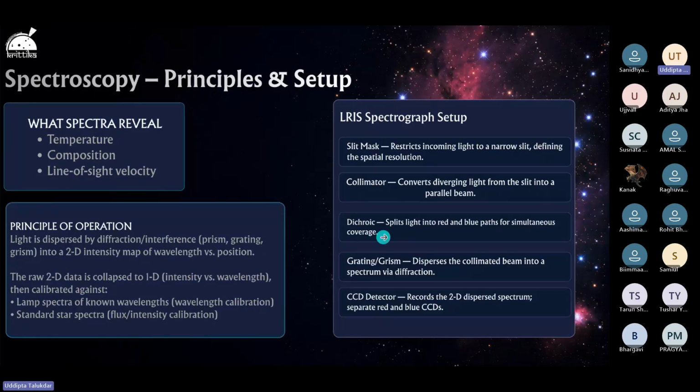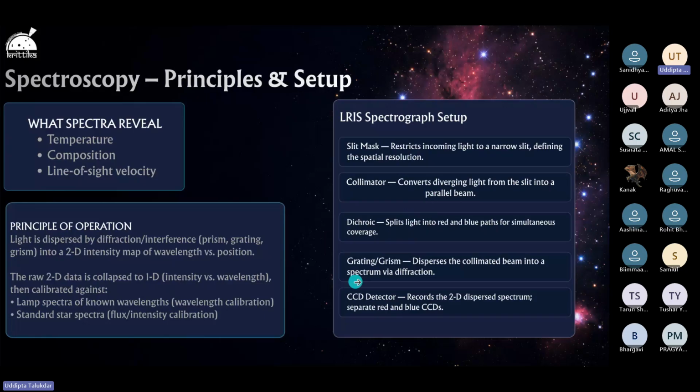Next, we have the dichroic. It is a fancy beam splitter. It reflects blue light one way and transmits the red light the other way. So LRIS simultaneously captures blue and red parts of the spectrum on two separate detectors. No information is lost here.